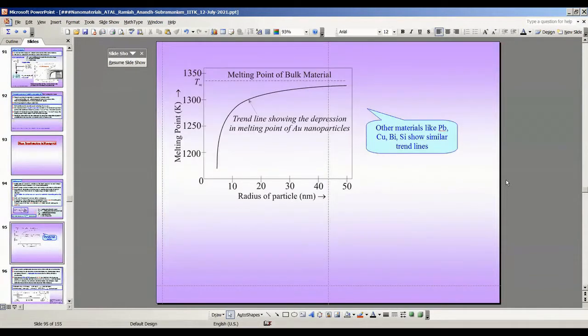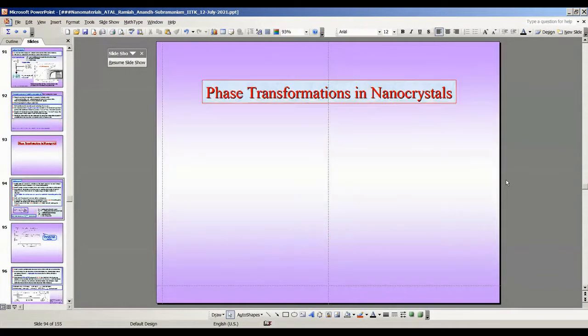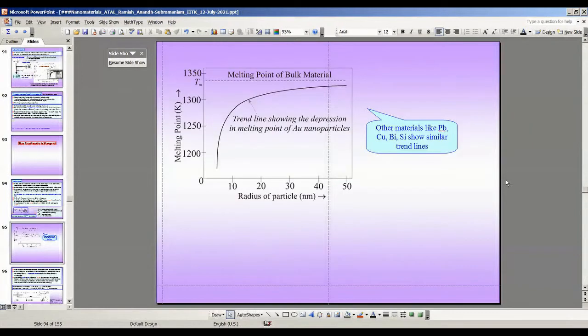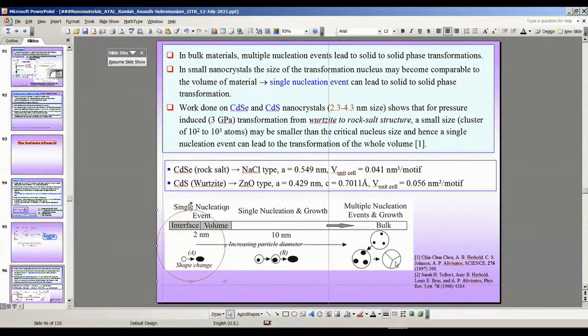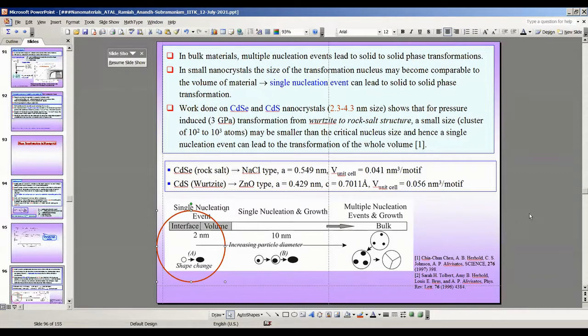Melting is a phase transition. There could be other kinds of phase transitions you can study in nanocrystals. But the important thing you have to remember is that now there is a very little amount of volume of material. So if you reduce a particle size to about 2 nanometers, as shown on the left-hand side, what could happen is that a single nucleation event itself could complete the phase transformation. This is very interesting, that you have a particle and the whole particle is of a size such that it is less than the critical radius for nucleation.